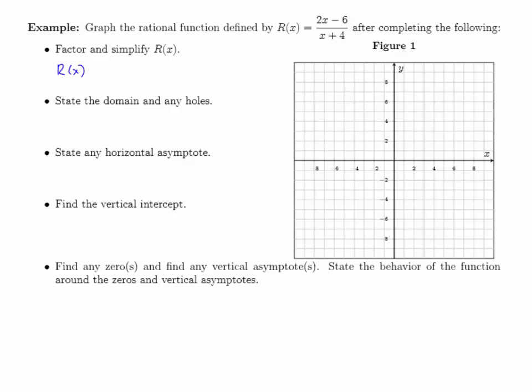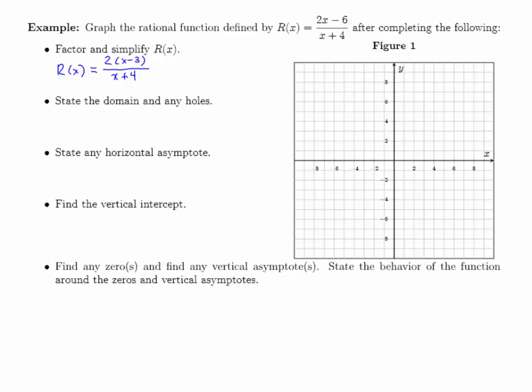So we'll factor that numerator, and it'll be 2 times the quantity x minus 3, and that'll still be over the quantity x plus 4. In this case, all we can do is factor this expression. It won't simplify any further. Next, we'll state the domain and we'll identify if there are any holes for this function.